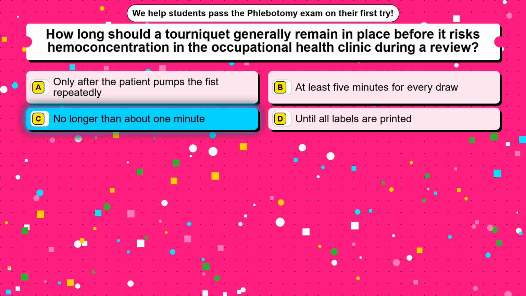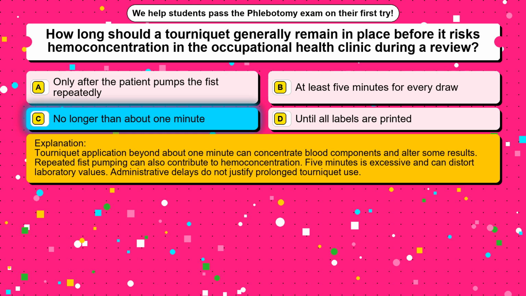No longer than about 1 minute. Tourniquet application beyond about 1 minute can concentrate blood components and alter some results. Repeated fist pumping can also contribute to hemoconcentration. 5 minutes is excessive and can distort laboratory values. Administrative delays do not justify prolonged tourniquet use.